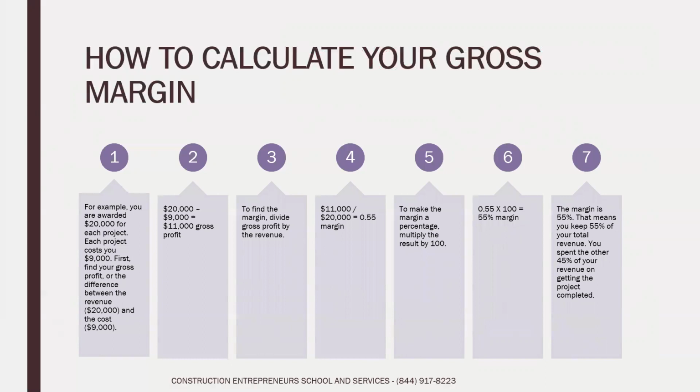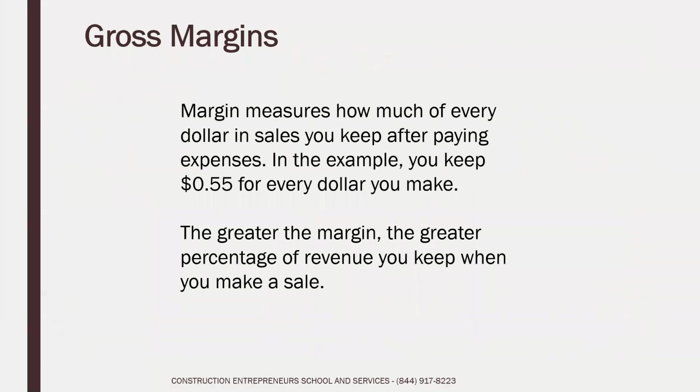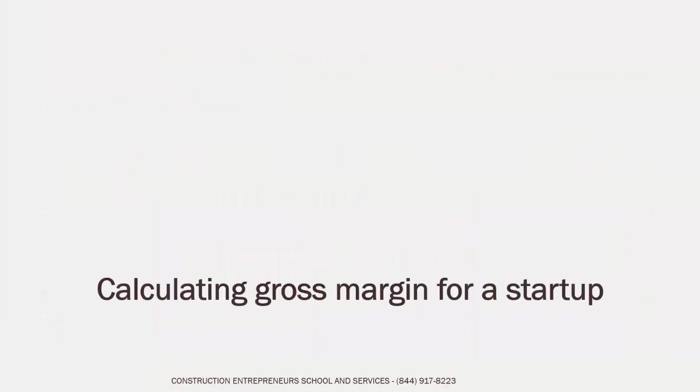Now, mind you, I'm going to take it back a little. When we talk about gross profit, you still need to take money out of that gross profit. I'll do a video on gross profit another time, but the 55% is your gross margin. Margin measures how much of every dollar in sales you keep after paying expenses for that project. For example, you keep 55% of every dollar you make. The greater the margin, the greater the percentage of revenue you keep when you make a sale.